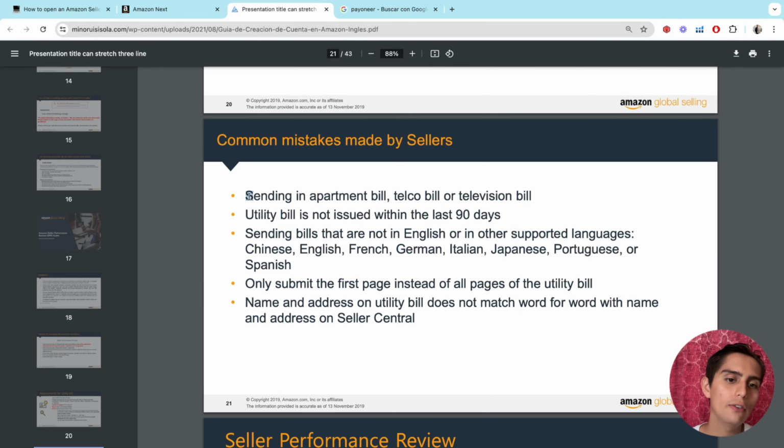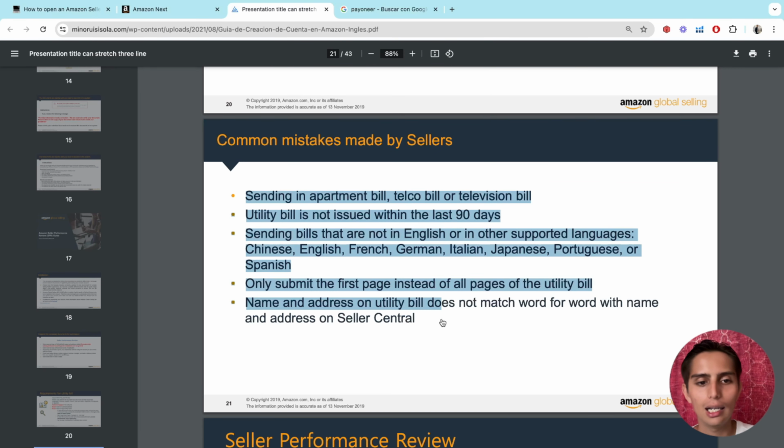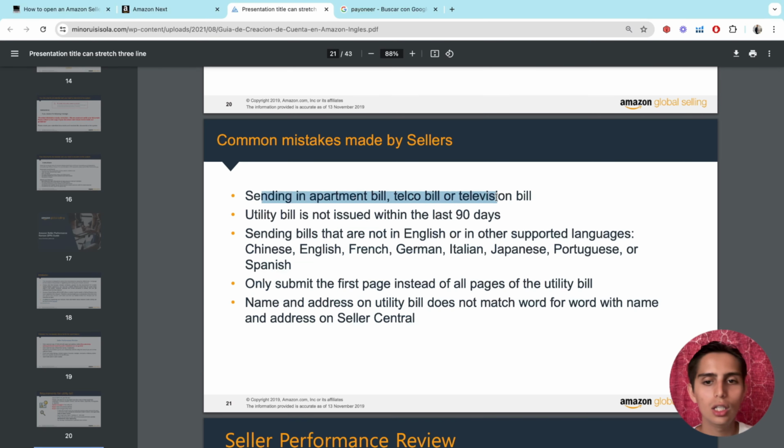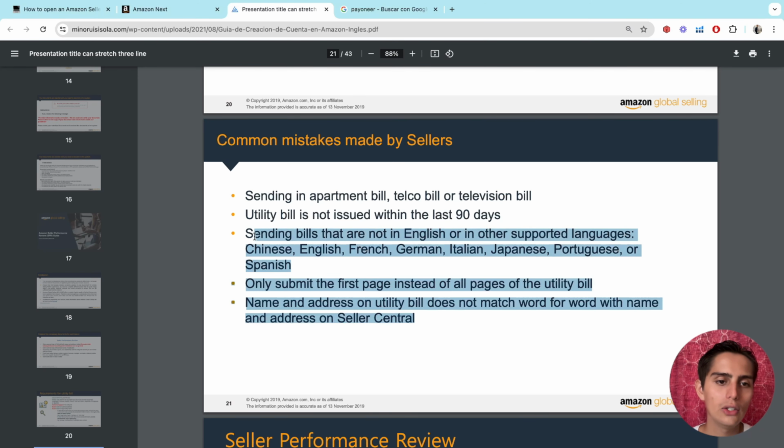These are some of the most common mistakes made by sellers when they are just creating the account. Submitting an apartment bill, that you rent the place, that just really doesn't make sense. A utility bill that is not issued within the last 90 days, that's not going to work. Amazon is just going to come back to you and say you're rejected. Try again. And this is pretty much it.